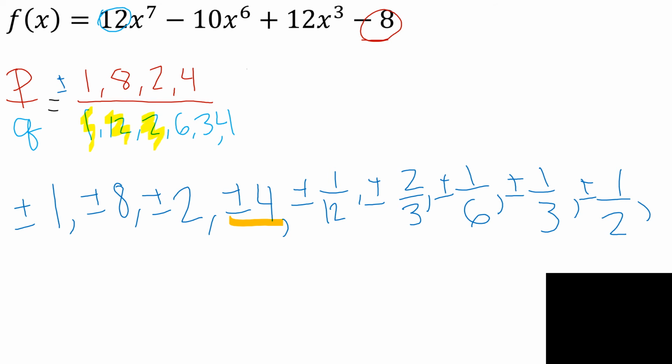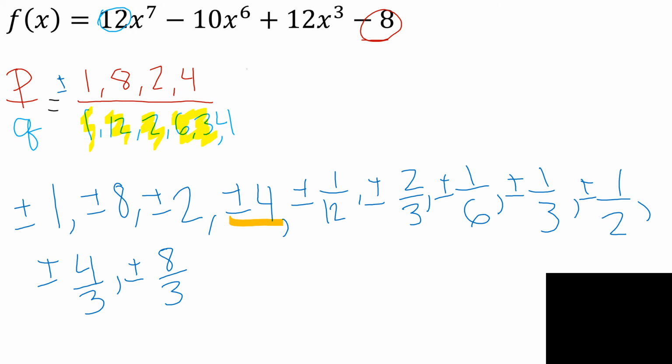So now for 6, I now have 1 over 6, which I already have. 8 over 6, which is 4 over 3. I've got 2 over 6, which is 1 over 3. I already have 1/3. And 4 over 6, which is 2/3, which I already have. Then I have plus or minus 1/3. I already have that. 8/3, 2/3, which I already have, and 4/3, which I already have.